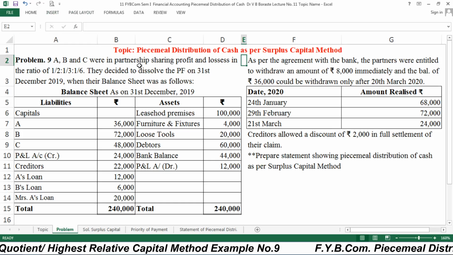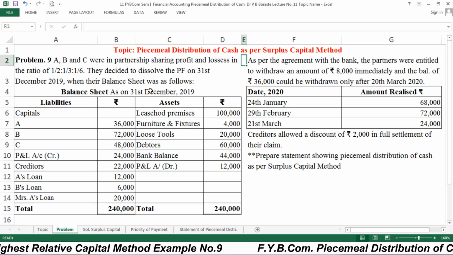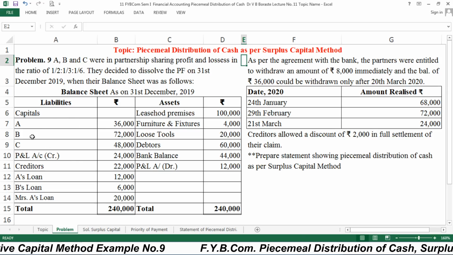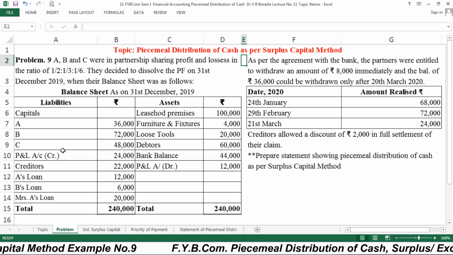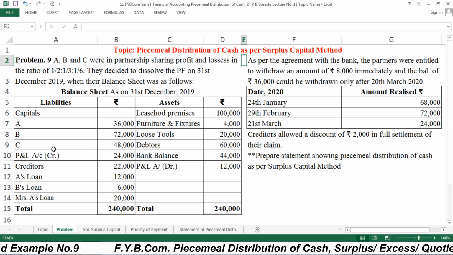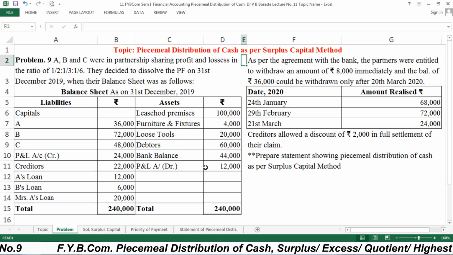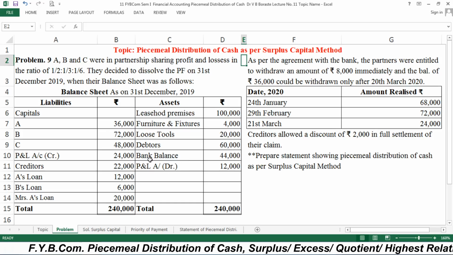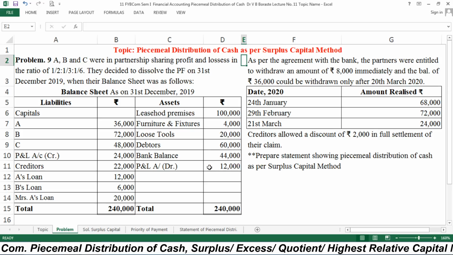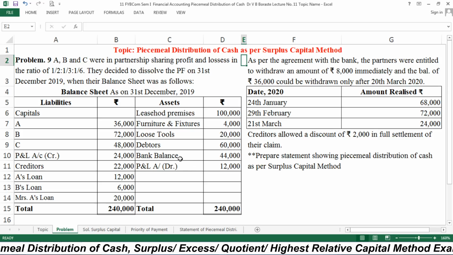They decided to dissolve the partnership firm on 31st December 2019 when their balance sheet was as follows. Here is the balance sheet on 31st December 2019, where the capital of each partner, A, B and C, is given. One more different thing is the profit and loss account, which is given on the liability side, that is, profit of the current year or previous year, whatever it may be. But another part is given on the asset side, that is, a profit and loss account of 12,000. It is a loss. We will see the adjustment in the surplus statement.